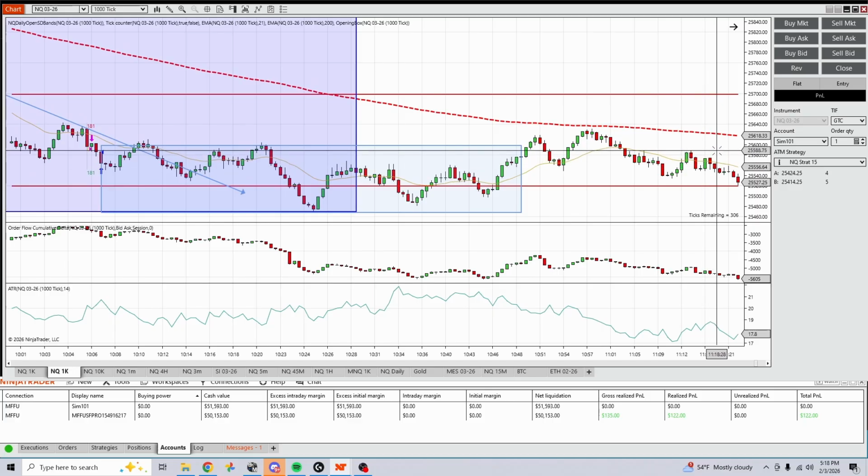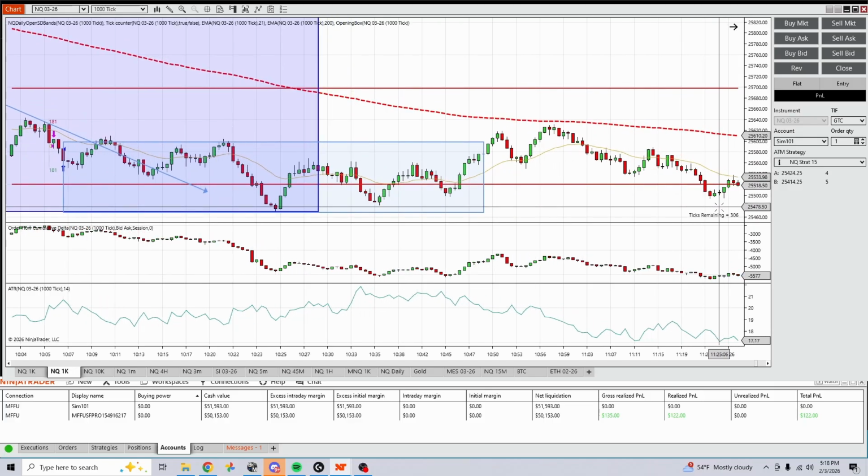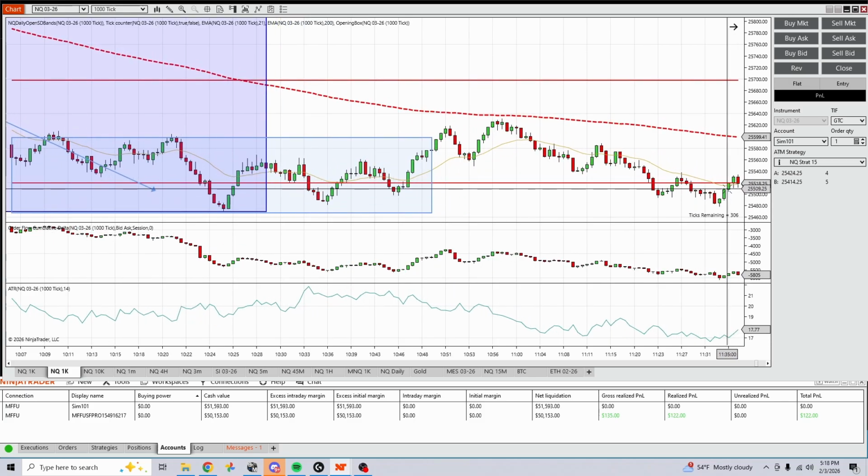I just would have liked to see one more bar here. And yeah, even without that extra bar, you can see we're retesting the low. So I didn't end up taking anything there.